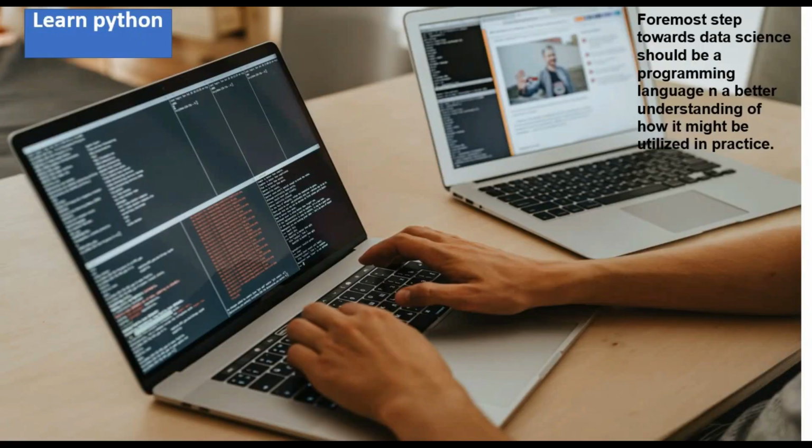Next is learn Python. The first and foremost step toward data science should be a programming language like Python. Python is the most common coding language used by most data scientists because of its simplicity, versatility, and being pre-equipped with powerful libraries such as NumPy, Pandas, etc. It is used in data analytics and other aspects of data science. Python is an open source language and supports various libraries.